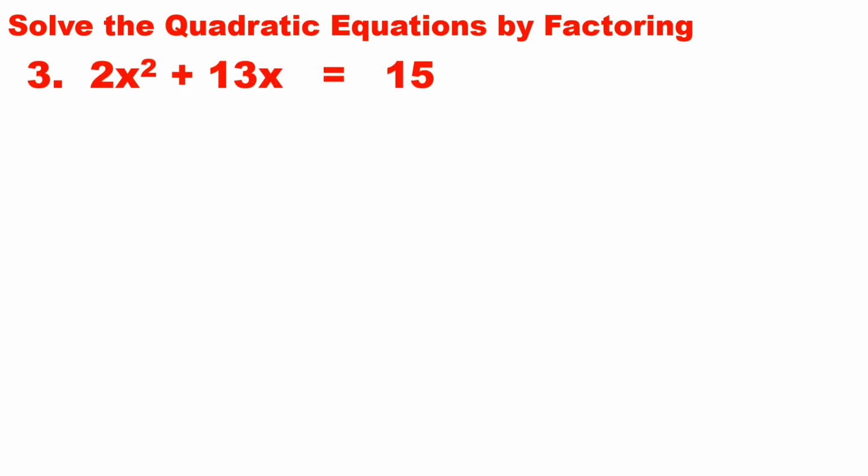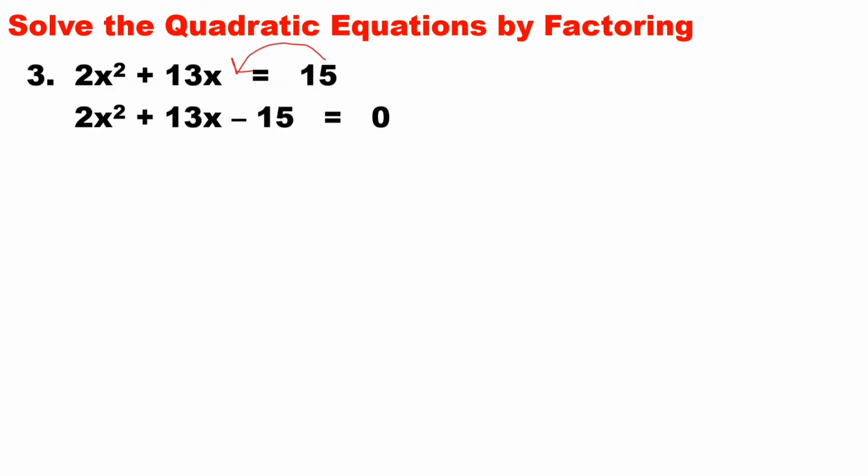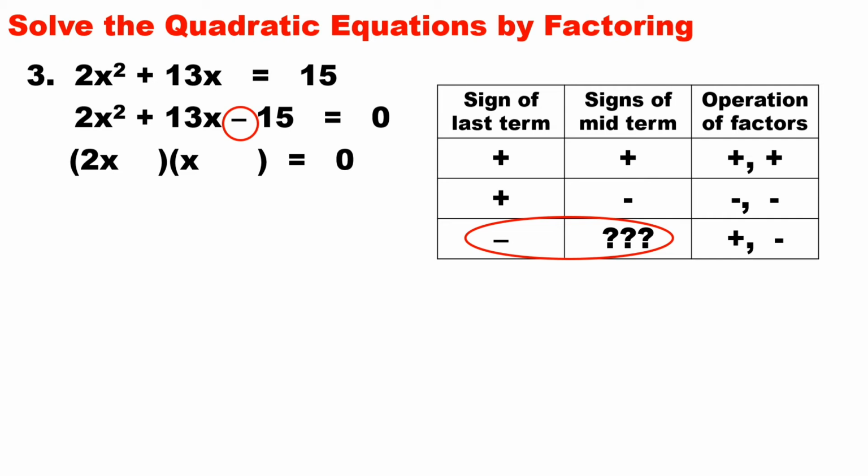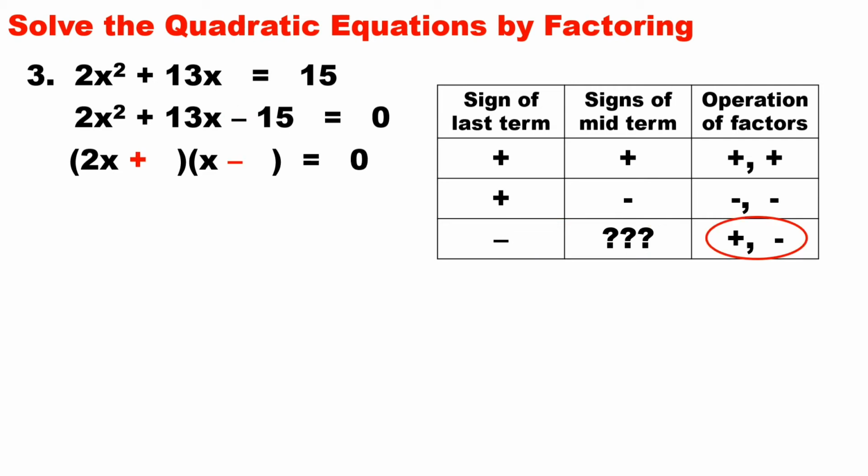Number 3 problem, solve 2x squared plus 13x equals 15. Once again, change the quadratic equation into its standard form by transposing positive 15 from the right to negative 15 on the left. The factors of the first term 2x squared are 2x times x, and since the last term is negative, the operations of the factors are plus and minus.